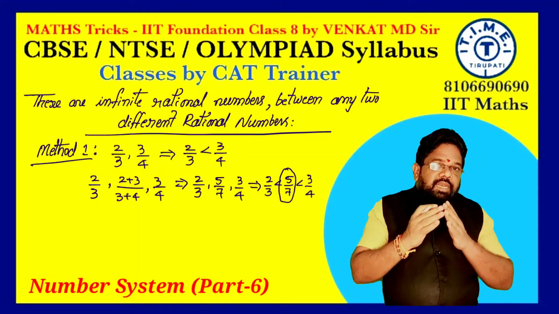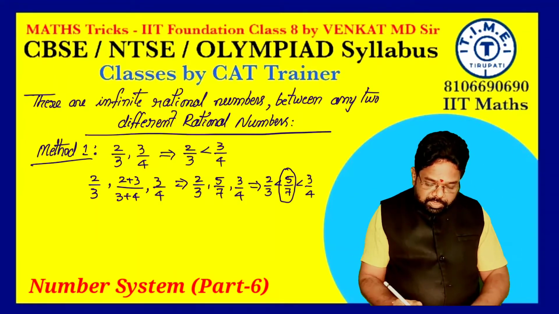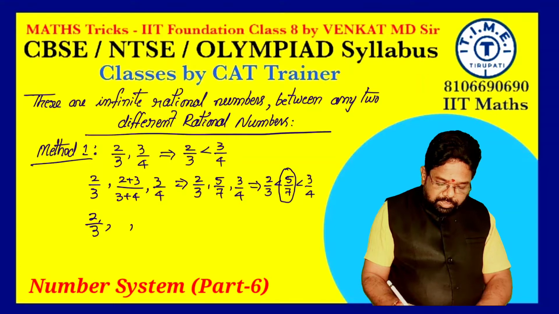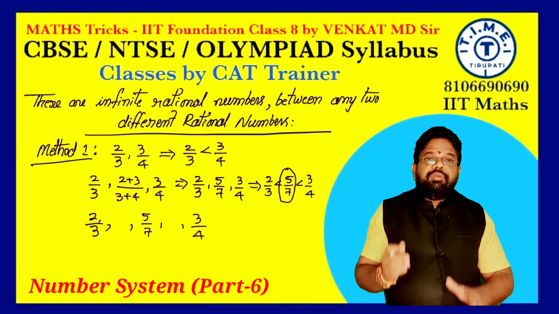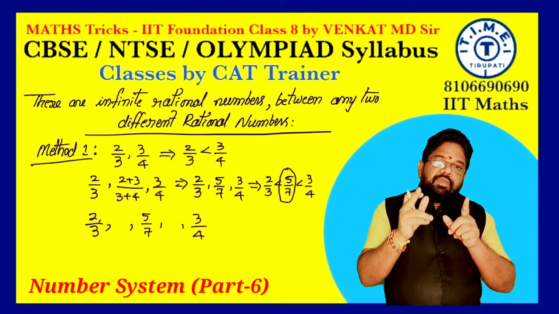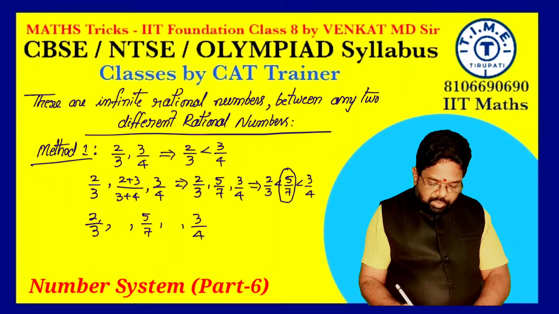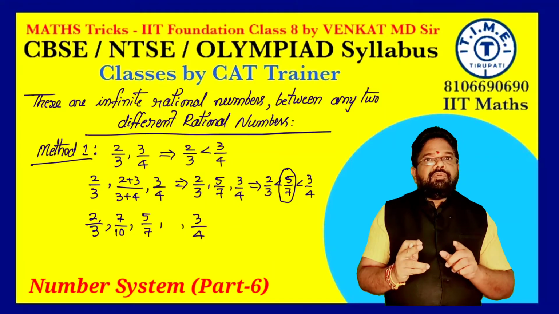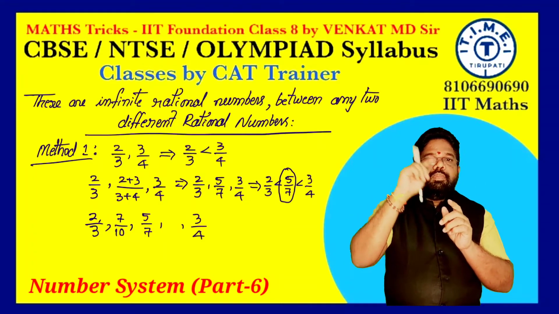Okay. Now we can arrange an infinite number of fractions between any two fractions. Now we have three fractions: 2 by 3, 5 by 7, and 3 by 4. Between the first two fractions we can arrange one more fraction by taking the sum of numerators by the sum of denominators. 2 plus 5 is 7, and the sum of denominators 3 plus 7 is 10. All of you understand how to get that fraction? Between any two fractions, to insert one fraction, take the sum of numerators by the sum of denominators.